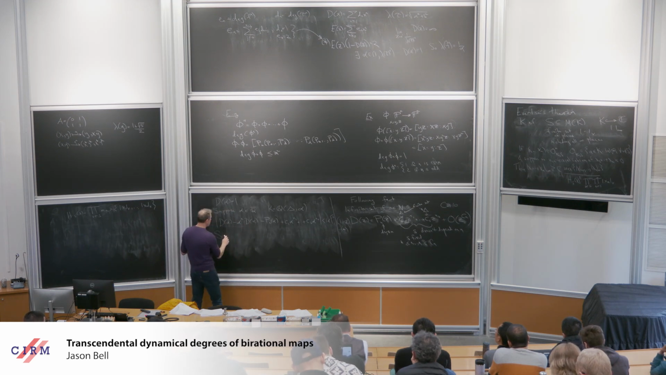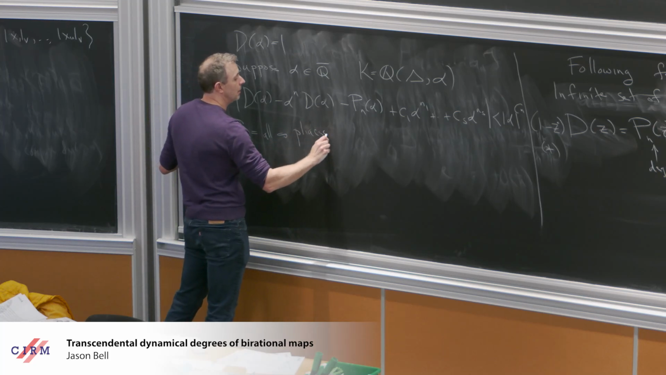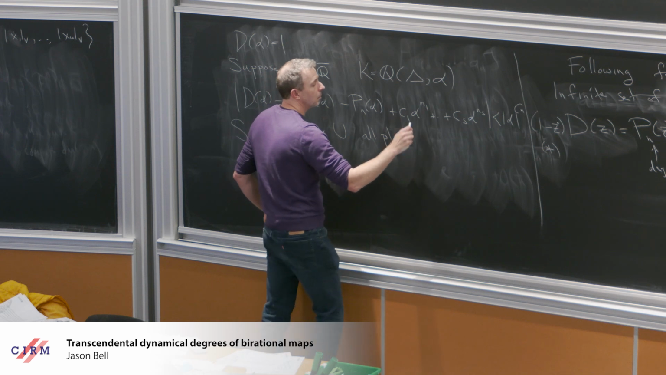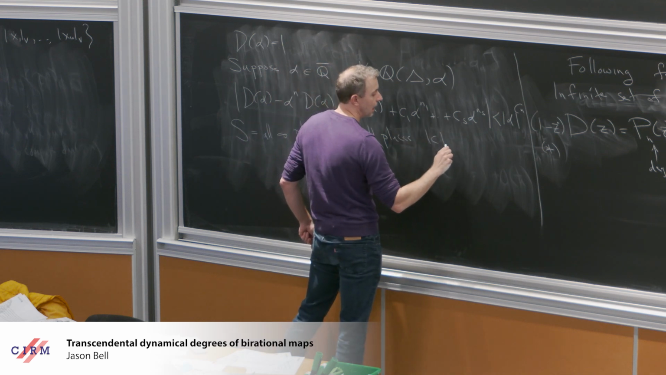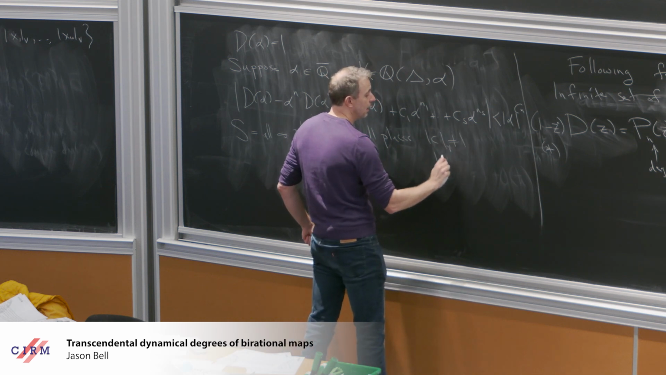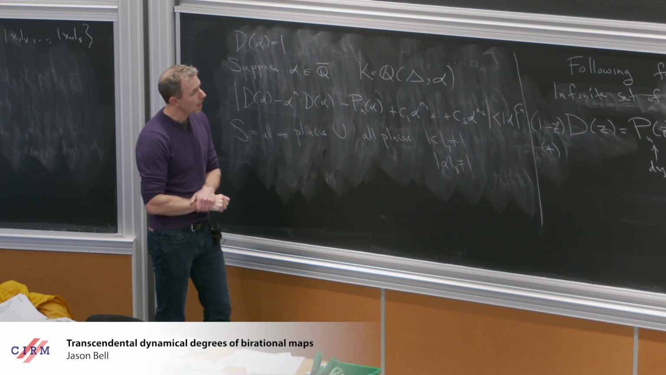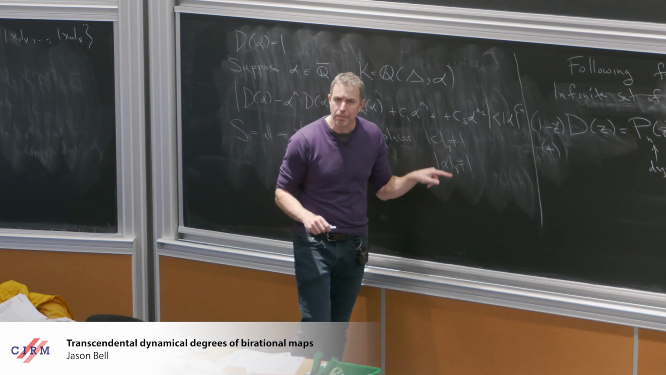So we're going to take S to be all infinite places, along with all places where one of these c_i's is not equal to 1, or alpha is not equal to 1. And because these c's lie in a finite set, this is only going to give rise to finitely many places.